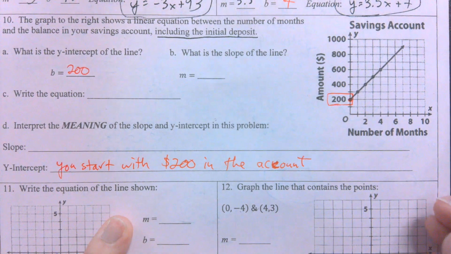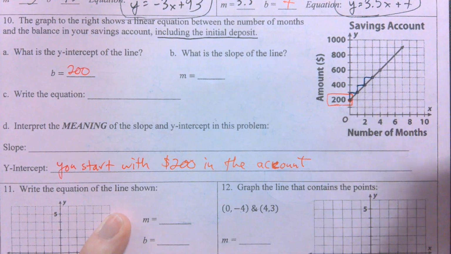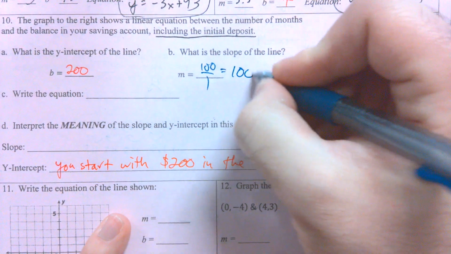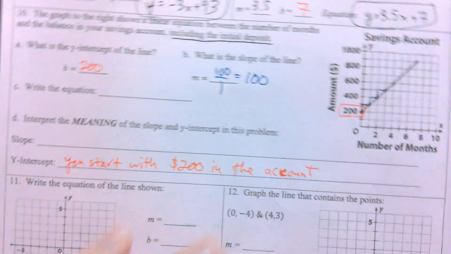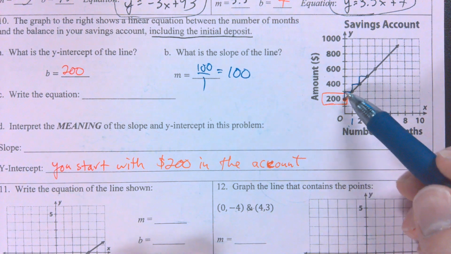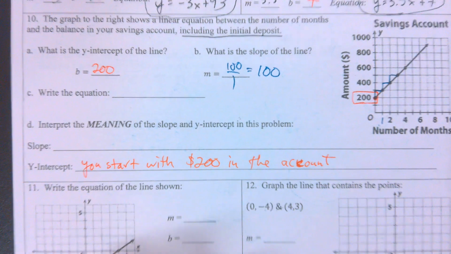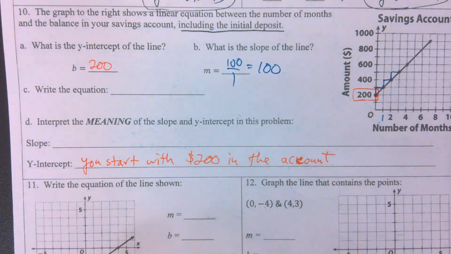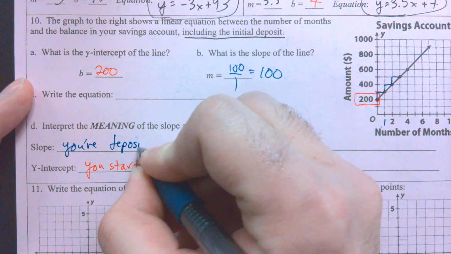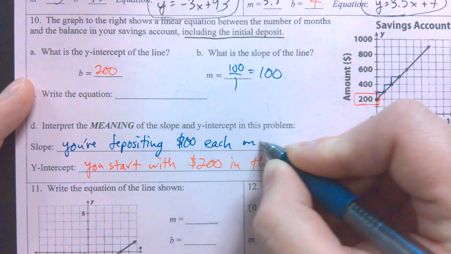The slope of the line, if we do rise over run, we're going up 100 over 1, up 100 over 1. So our M is 100 over 1. That just equals 100. So if there's $100 being added into your account after 1 month, and then another 100 after 2 months, what does that mean? Well, it means that you are depositing, which means putting money in, $100 each month. Simple as that, right?